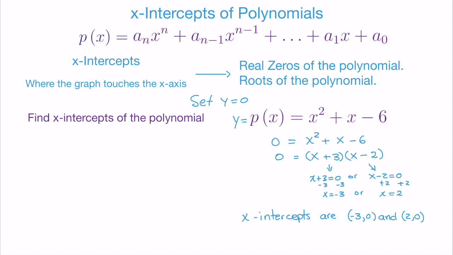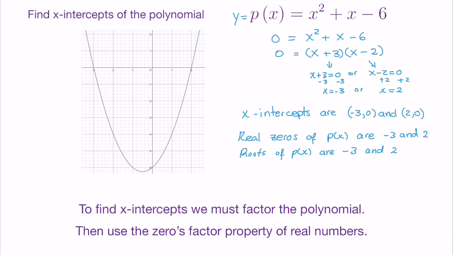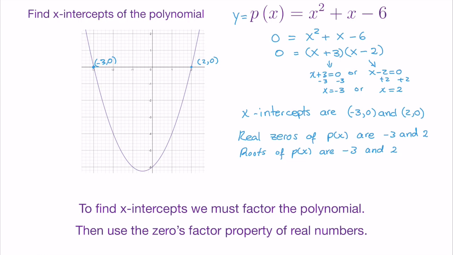It is very important for our vocabulary to note that x-intercepts have various names. They are also called real zeros or roots. We say that the real zeros of p of x are, and we refer only to the x-coordinate, -3 and 2. The same when you're talking about the roots of a polynomial, you say that the roots of p of x are -3 and 2. Let's look at the graph. So in this example, our x-intercepts are (-3, 0) and (2, 0), precisely where my graph touches the x-axis. So we have two roots or two real zeros. So in general, to find x-intercepts, we must factor the polynomial, then use the zero factor property of the real numbers. Let's see another example.